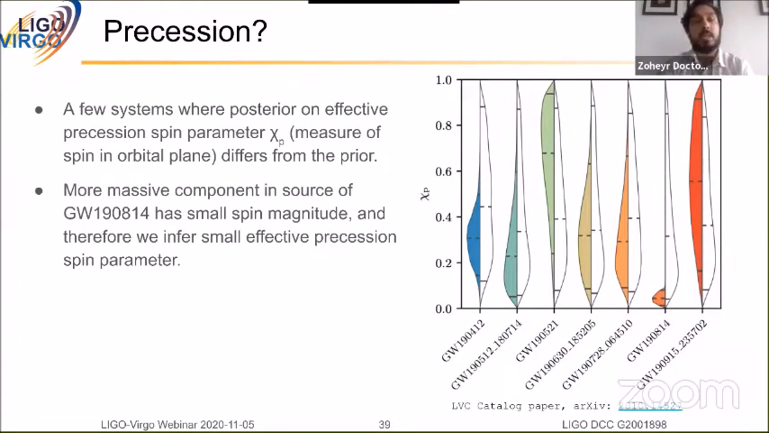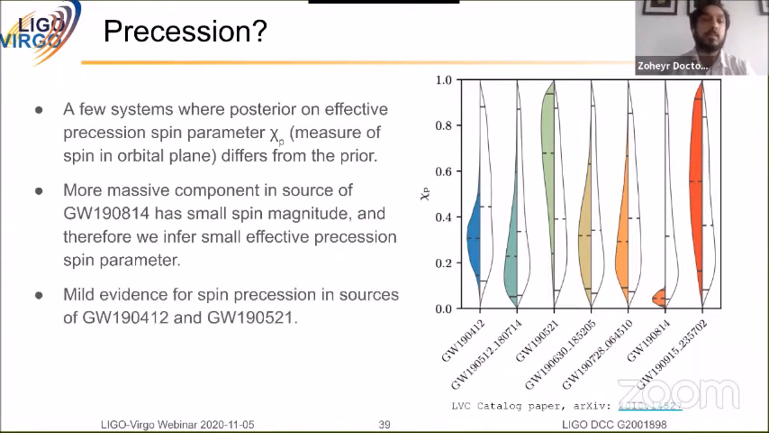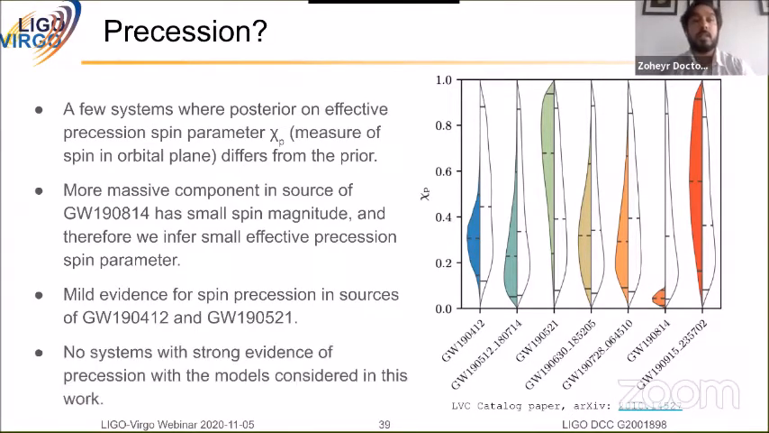And that just goes back to what I said before, where we know that 190814 has a primary spin that is very, very low. So that's forcing that chi-p to be very small. So we're not seeing precession in that system. In the other systems, and in particular 0412 and 0521, there's some mild hints of precession. We can't say for sure, there's no smoking gun evidence in any one of our events that there is precession, but these are two events where we're starting to see some hints of precession.